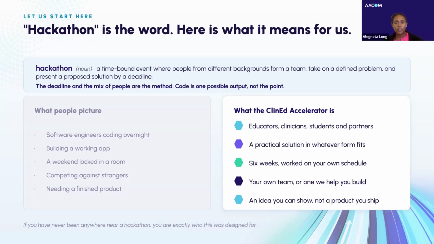The ClinED Accelerator is for a broad audience, as you see listed here. We would like to produce innovative, practical solutions in whatever form fits. It can be an app, it could be a pathway, it could be a document that you produce, a potential solution in different formats. It takes 6 weeks to work on this project, and we're very flexible. We want to work around your schedule.